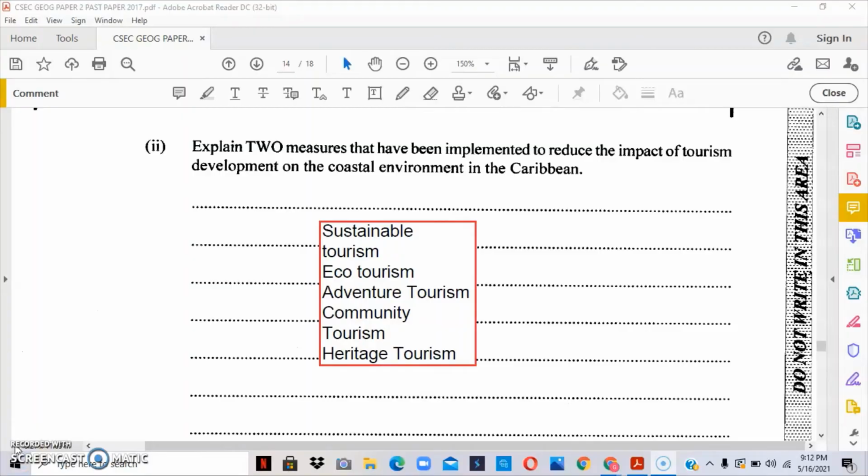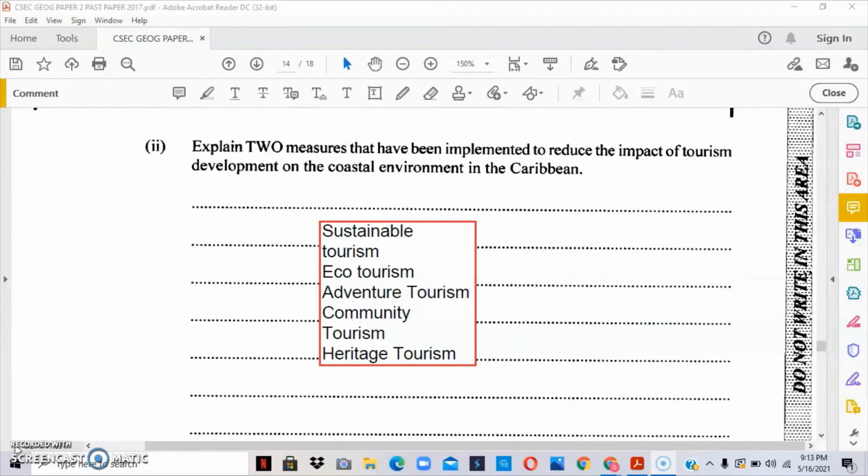Part 2 asks us to explain two measures that have been implemented to reduce the impact of tourism development on the coastal environment in the Caribbean. Now, once you hear about tourism, it's usually concentrated on the coastal areas. However, the different Caribbean islands have come together and developed different categories of tourists to try to distribute the tourism industry throughout the island.